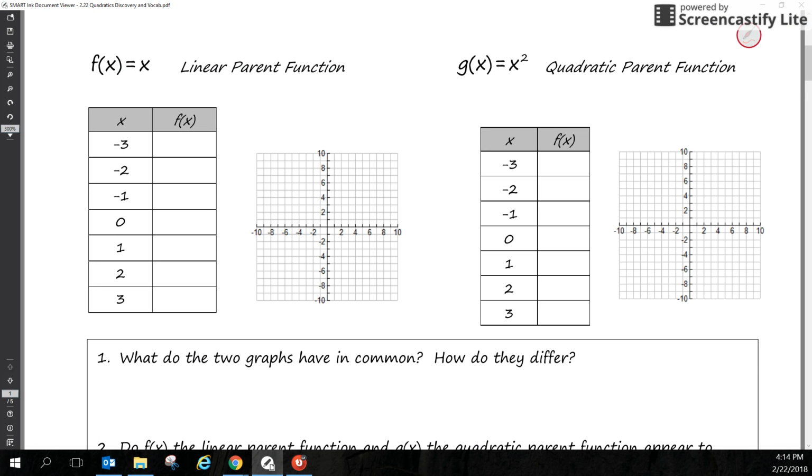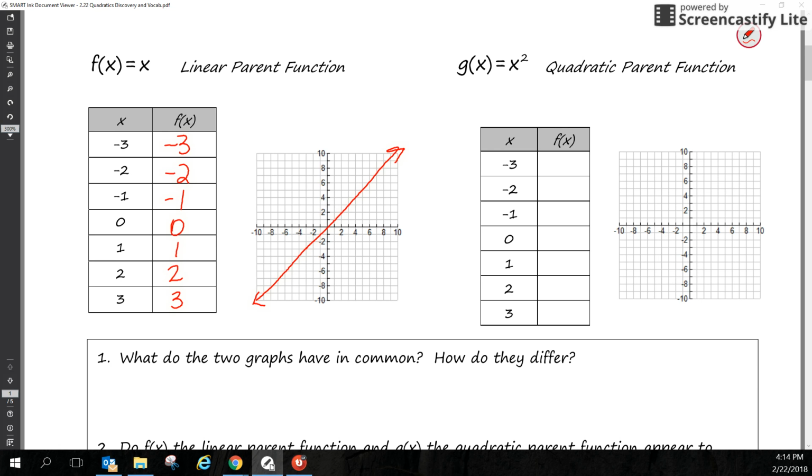So going back to our notes, when x is -3, y is -3; -2, -2; -1, -1; 0, 0; 1, 1; 2, 2; 3, 3. So here are my points: (-3, -3), (-2, -2), (-1, -1), (0, 0), (1, 1), (2, 2), (3, 3). And there is my graph. And that's our linear parent function.